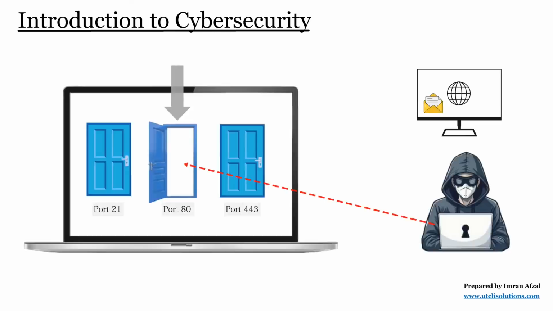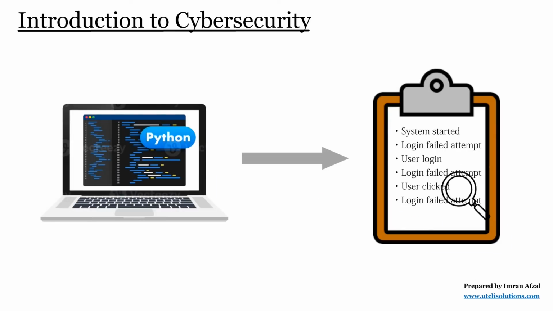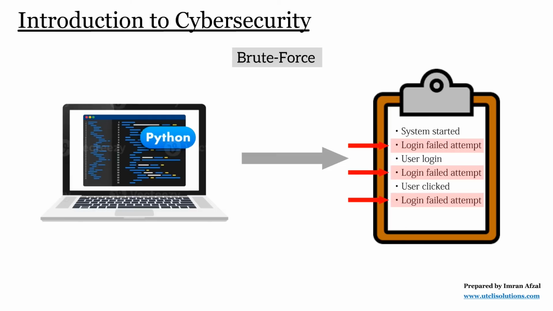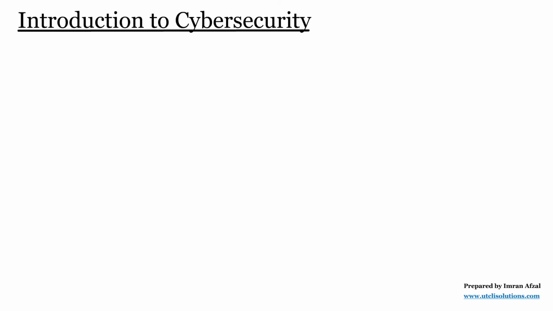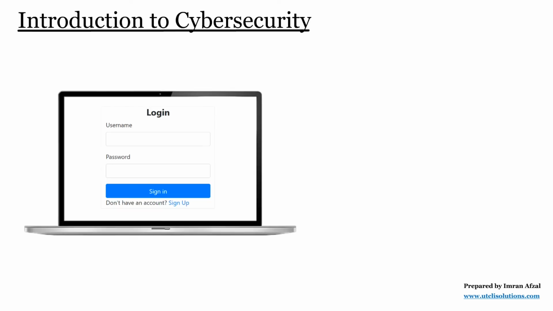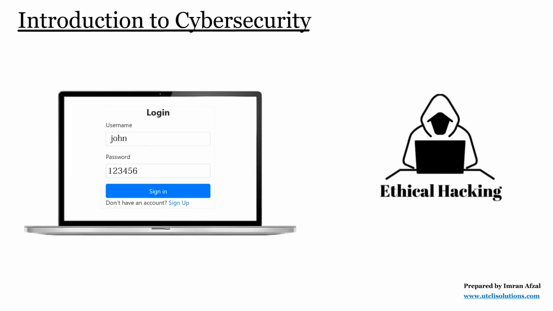Python can also be used to write a program that reads system logs and tells us if someone tried to guess your password many times. This kind of attack is called brute force. Python can quickly go through these log files and show only the suspicious activity, which saves time. Another use of Python is to make fake login pages to test if a user can be tricked into typing their password. This is used in ethical hacking to see if people are using weak passwords.